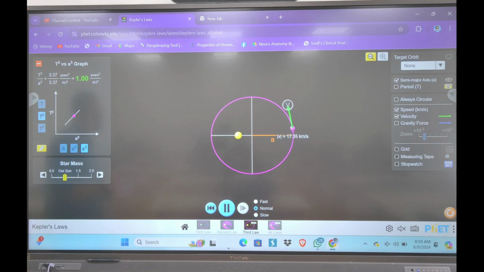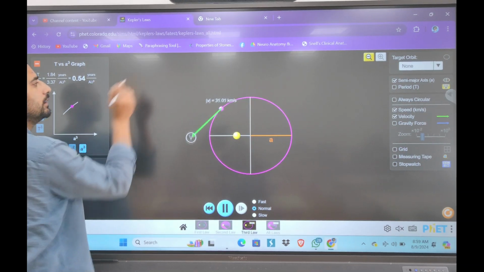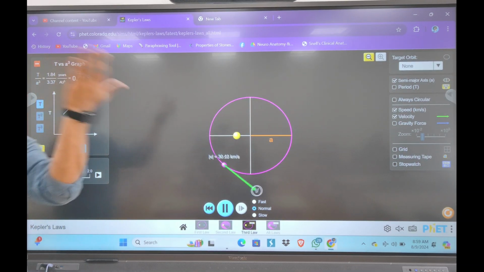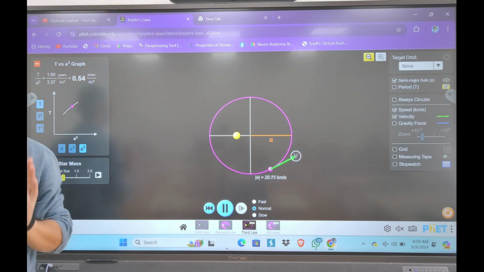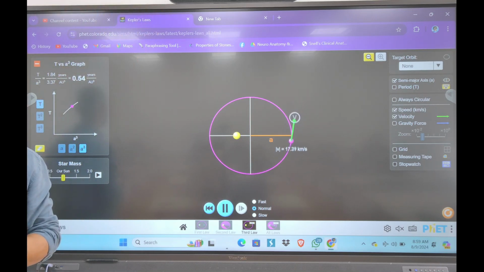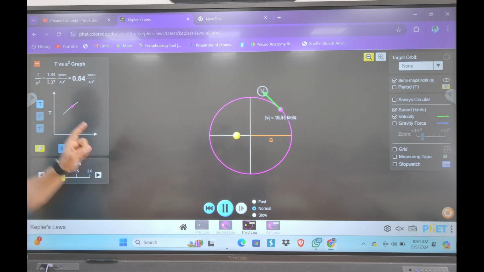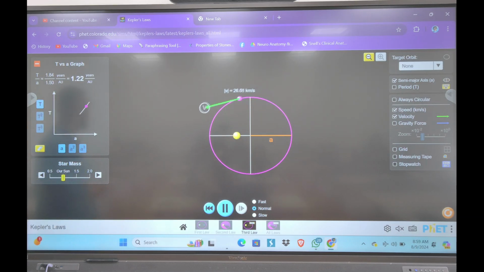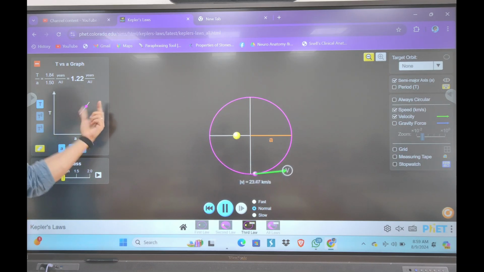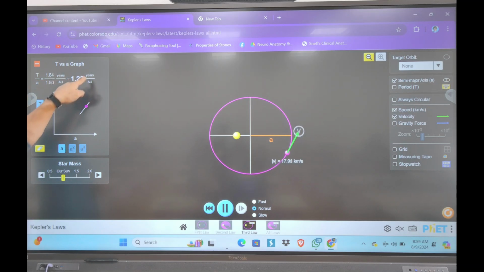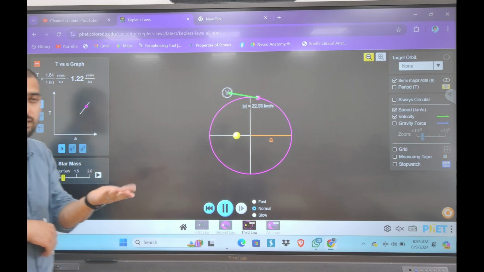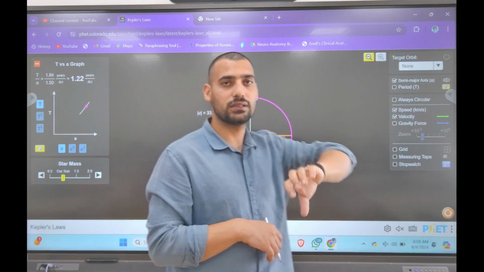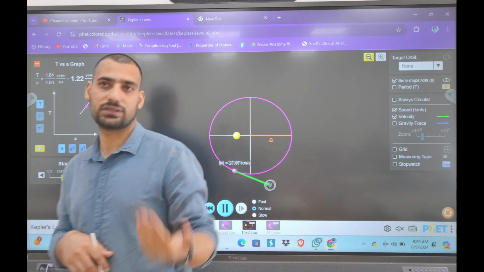See, I tried various combinations. I tried to plot. So if I try to plot a graph between time period and the distance, will the graph be a straight line? If I plot it between time period and simply the distance, it will not start from the origin. See, the graph is not starting from the origin. T by A is 1.22, so it's not 1. Proportionality means the ratio of numerator to denominator will be a constant, okay?